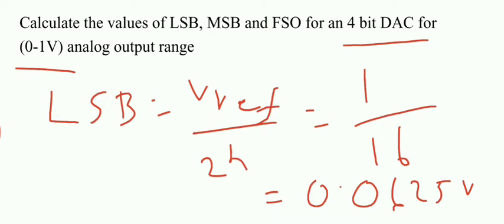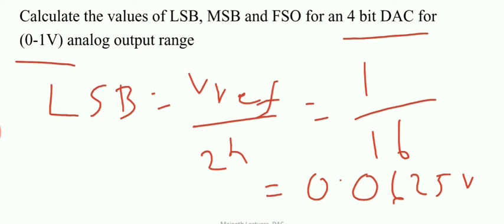So whenever they ask LSB, it is simply a step size or resolution. If you see the video on ADC and DAC parameters, you can understand what is resolution. Resolution is always giving a least value or LSB value. So the LSB is given by 0.0625 volt. That is the answer for the first part, LSB value.